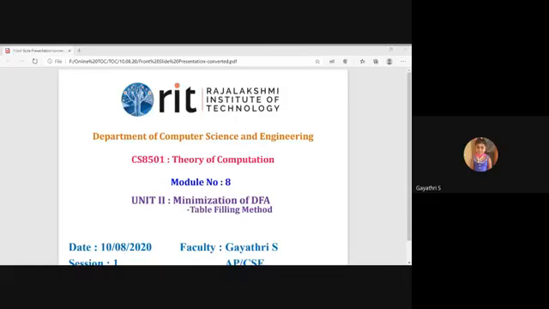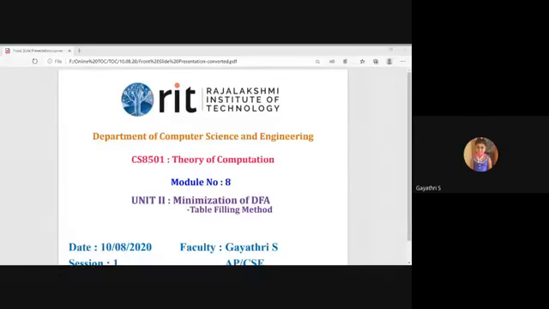Good morning, students. So today, in this session, let us see a new topic: minimization of DFA. The method I learned here is the table filling method. Using the table filling method, you are going to minimize the given DFA. What's the input of the problem? The input is a DFA, deterministic finite automata, and you're going to minimize it by applying the table filling method.